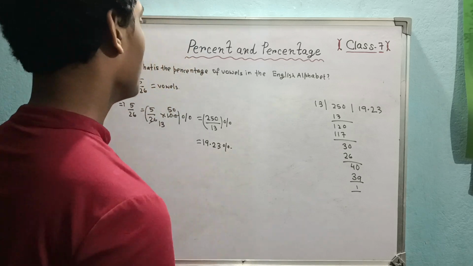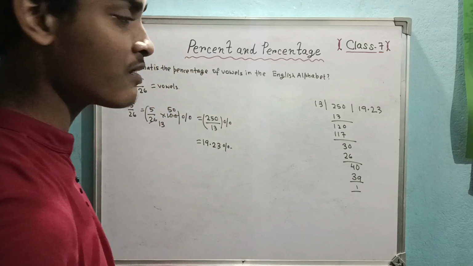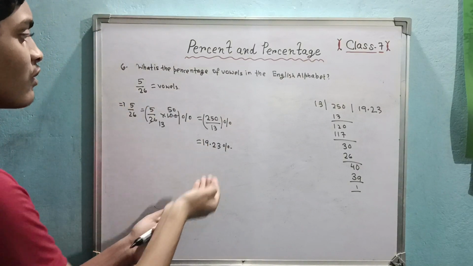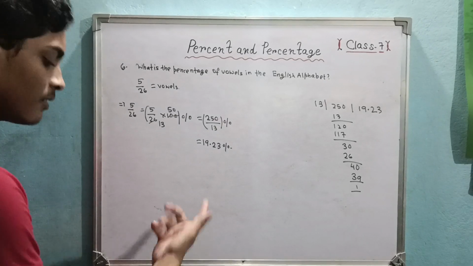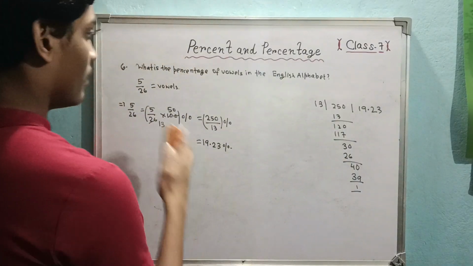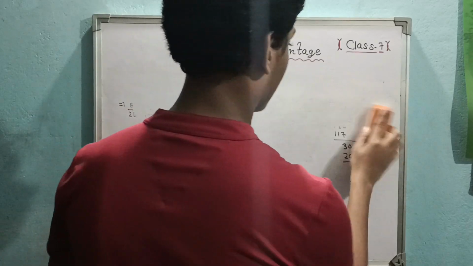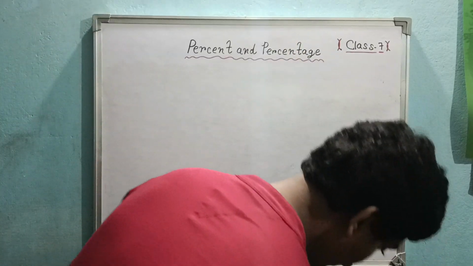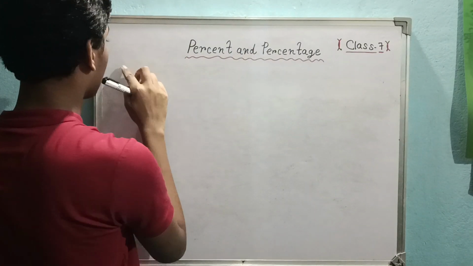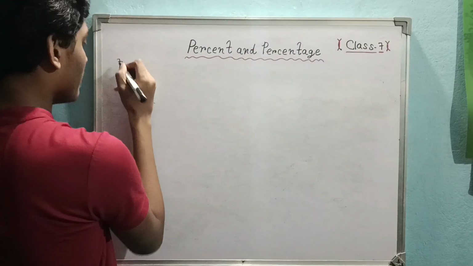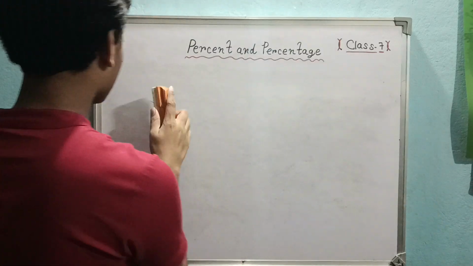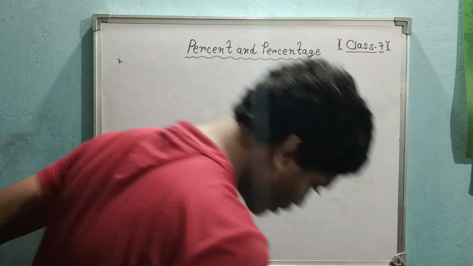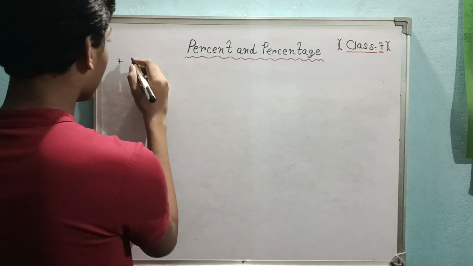There you go. That's the answer of this easy but interesting question. 5 by 26 are vowels. Express it as percentage. You get the answer. Very easy. Let's see what we have next. Question 7. Now you will be telling we are expecting a hard question, but sometimes it's good to do some easy questions actually. Let's see why I am telling it is easy.